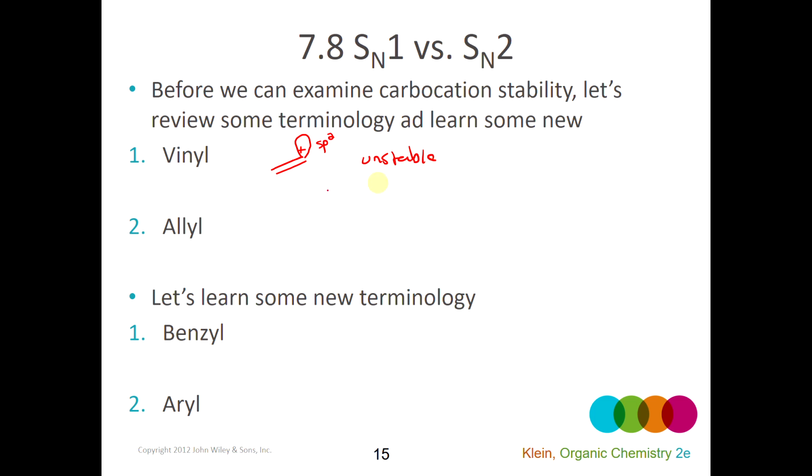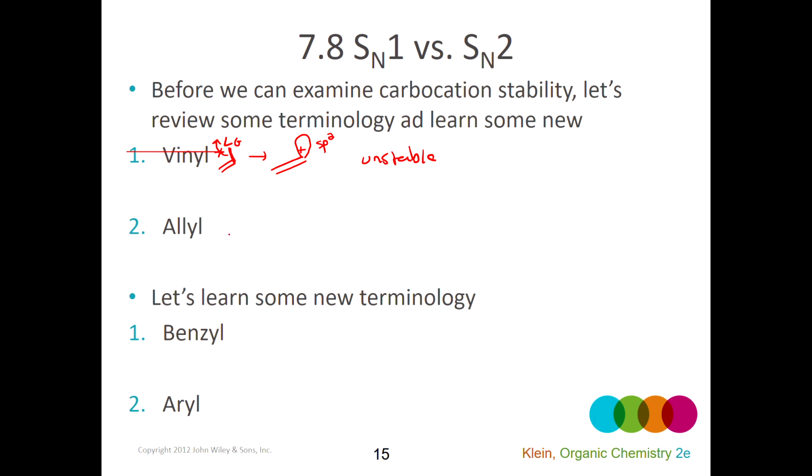So we want to recognize that if a leaving group is vinyl, it is not going to leave behind a vinyl carbocation. It's too unstable, these electrons are too close to the nucleus in an sp2 orbital to just be pulled away from that carbon by a leaving group.